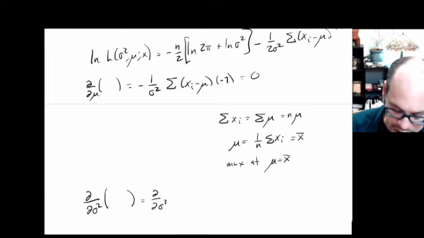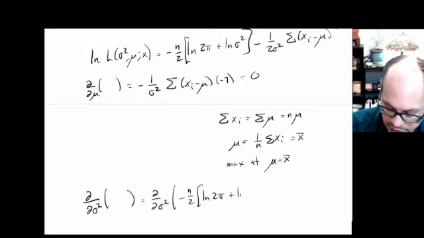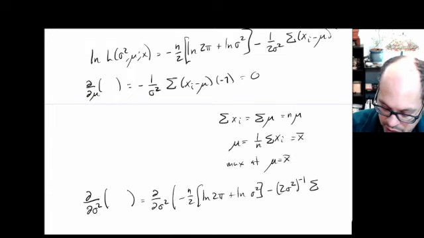Let me just say that, so what is this? This is d by d sigma squared of minus n over 2 ln of 2 pi, just rewrite it for a moment, ln of sigma squared, minus 2 sigma squared to the minus 1 power, the sum of xi minus mu squared.